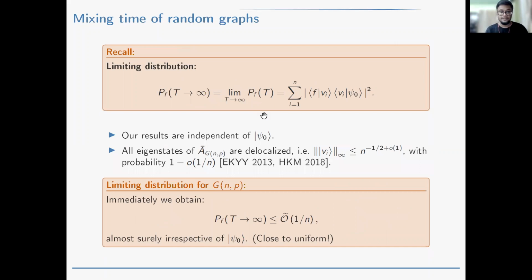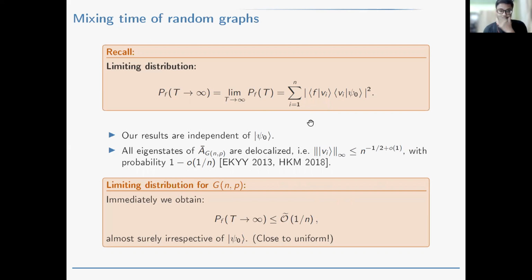Okay. Now, there was one thing remaining. Up to now we had spoken about the upper bound for the quantum mixing time. But what is the quantum walk going to mix to? What is the limiting distribution? Well, for that we had this expression: the mod square of the overlaps between the initial state and the eigenvectors, as well as the final state and the eigenvectors.